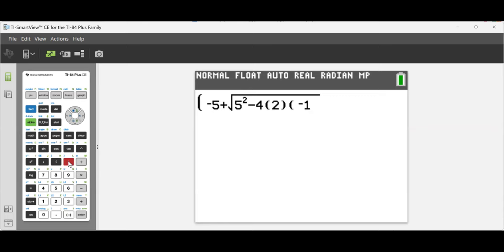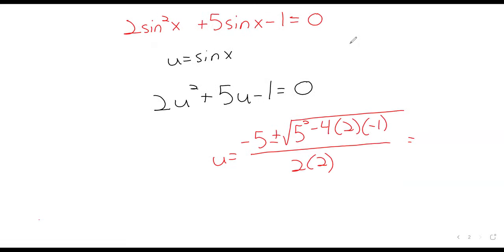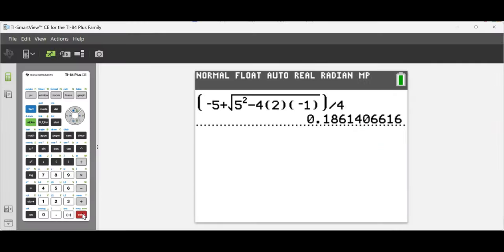Of course, we could simplify this. 4 times 2 is 8 times negative 1. Negative 5 plus that square root, divided by 4. So 0.1861.